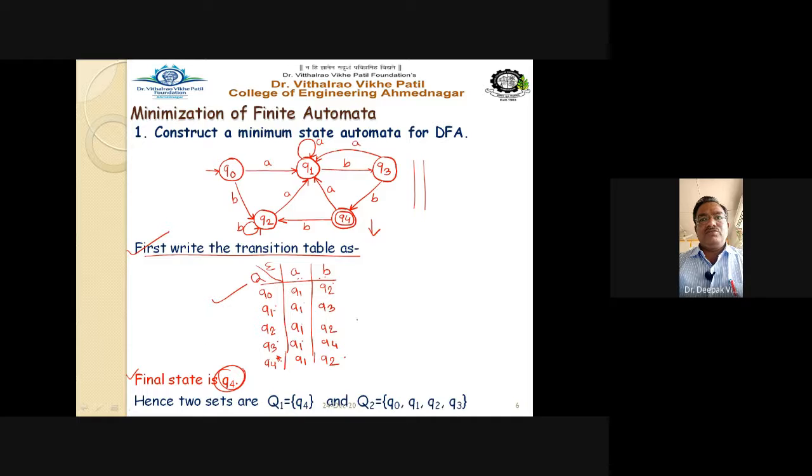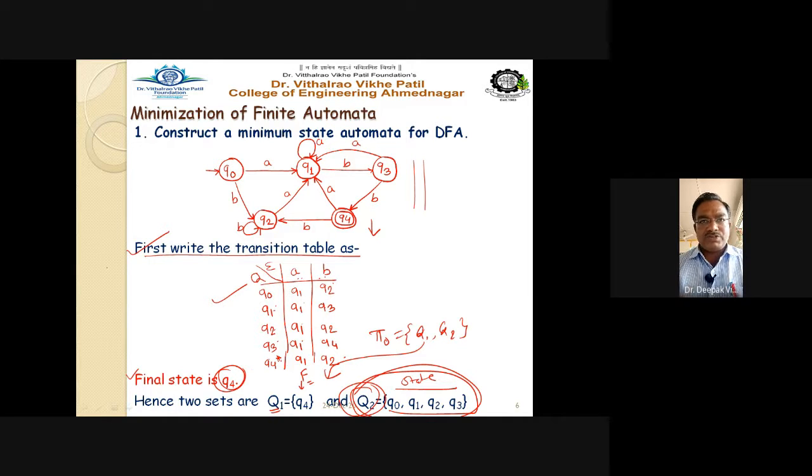Now what we have to do here is write down pi 0. Pi 0 consists of capital Q1 and capital Q2. Capital Q1 is your final state, Q4, and the rest of all other states. Just emphasize this Q2 set. Q1 is the first set. Listen very carefully: Q1 is the first set that contains only your final state, and the remaining states belong to the Q2 set.